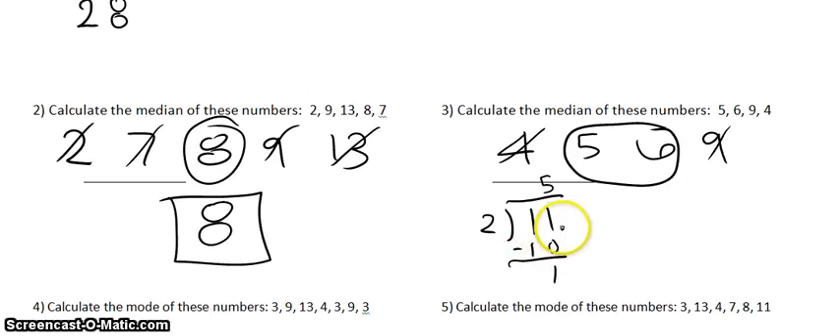I need to add a decimal and a 0. Don't forget to add it up above as well. I can bring down the 0. 2 goes into 10 5 times exactly. So when I subtract, I get 0. And my median is 5.5.